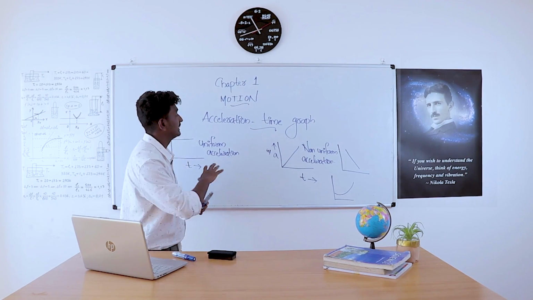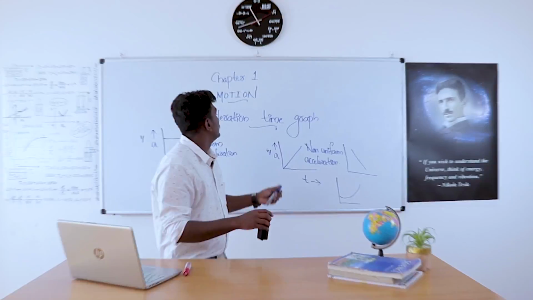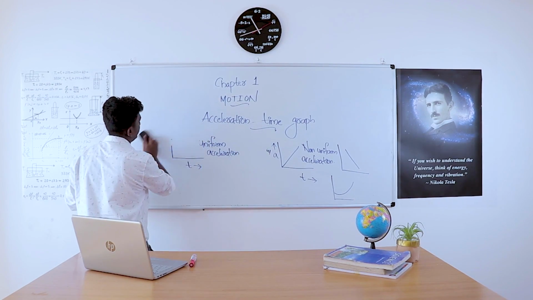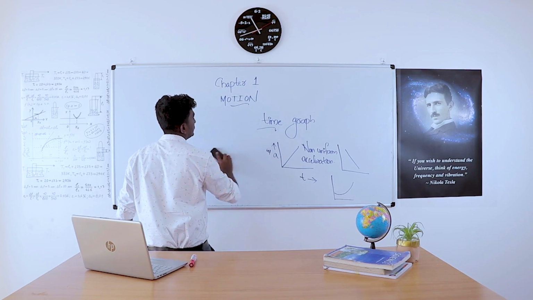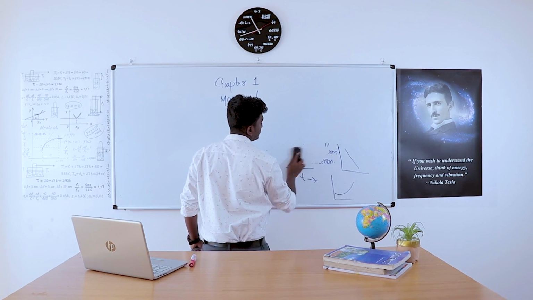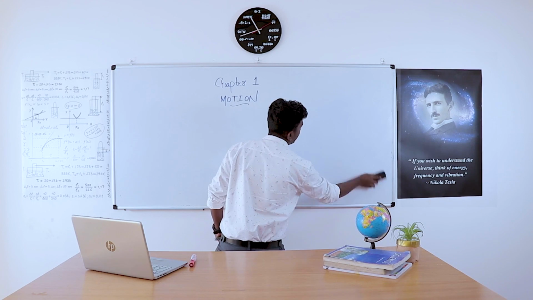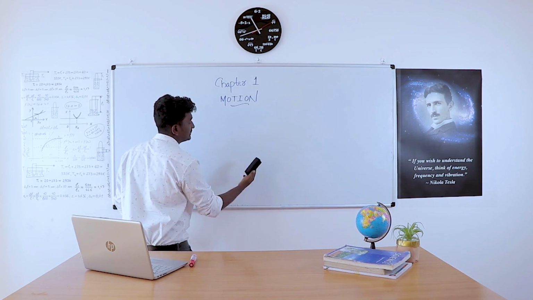Now you just recollect what we have studied in the graph section. Now you have completed the graph: position time graph, velocity time graph, and acceleration time graph. Then we are moving to the section on equations of motion. You have to derive them from the graph. Using the velocity time graph, you have to derive the equations of motion.